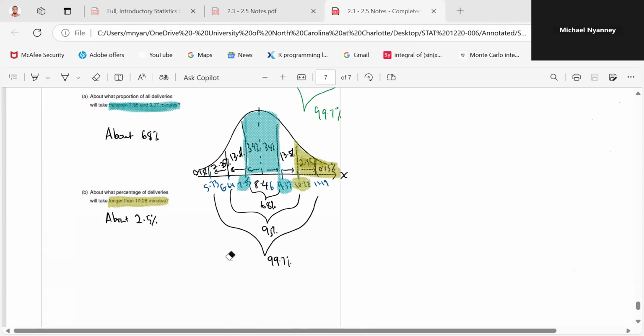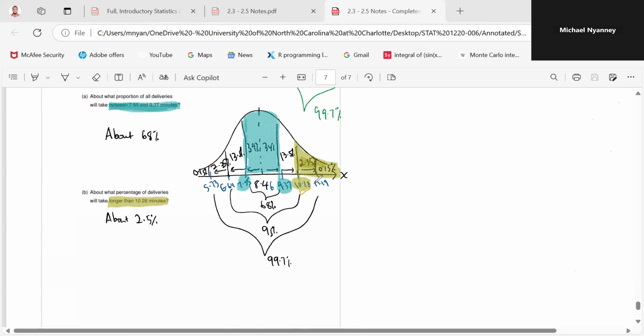Then we try to solve our last question. We are saying that about what percentage of deliveries would take longer than 10.28 minutes. So longer means we should be above it. Since we've created and allocated these percentages in our graph, we locate where we go two standard deviations. At this point, we add 0.9128, we get to this point.